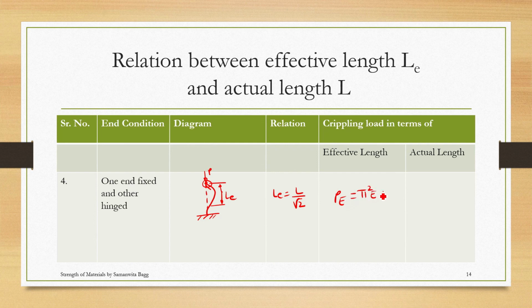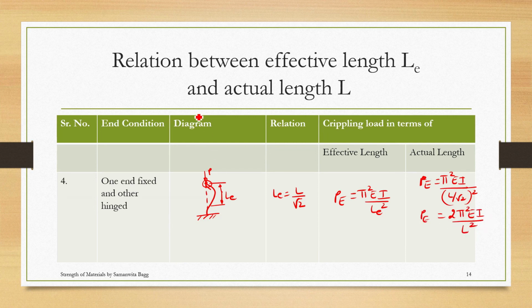This is my formula in which I'll substitute LE as L by root 2. So PE is now pi square EI upon L by root 2 the whole square. When I solve this, I'll get 2 pi square EI upon L square.